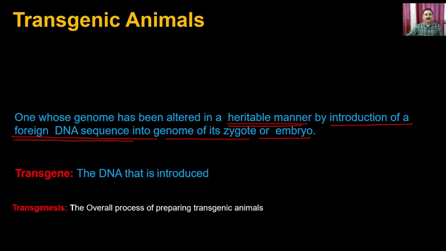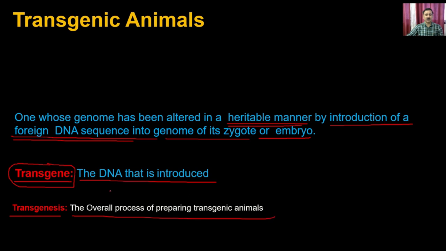In this case, the foreign DNA that you introduce into the organism is called the transgene, because the gene comes from a separate species. The process through which you introduce this particular gene into the animal and prepare the transgenic animal, the overall process of preparing the transgenic animal, is called transgenesis.